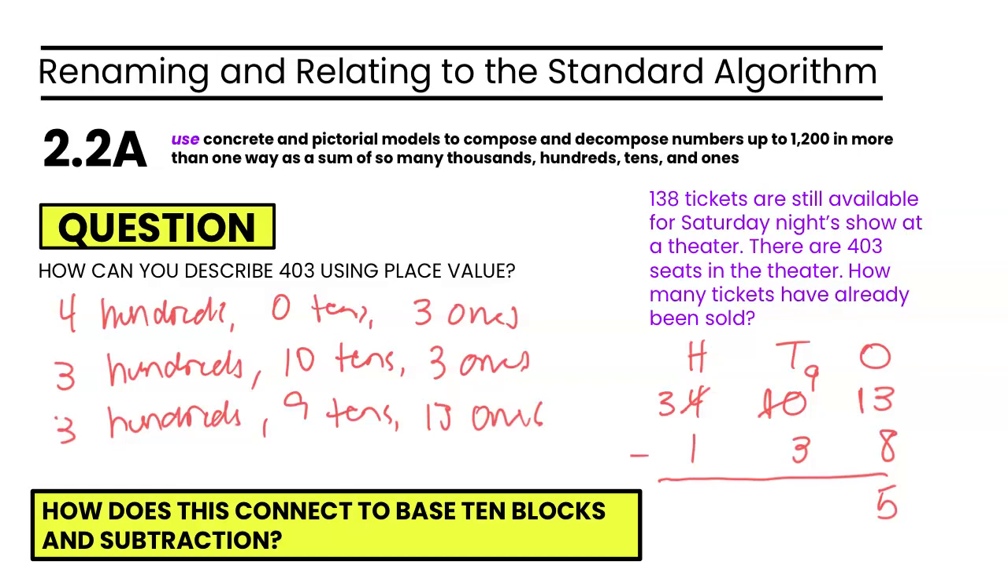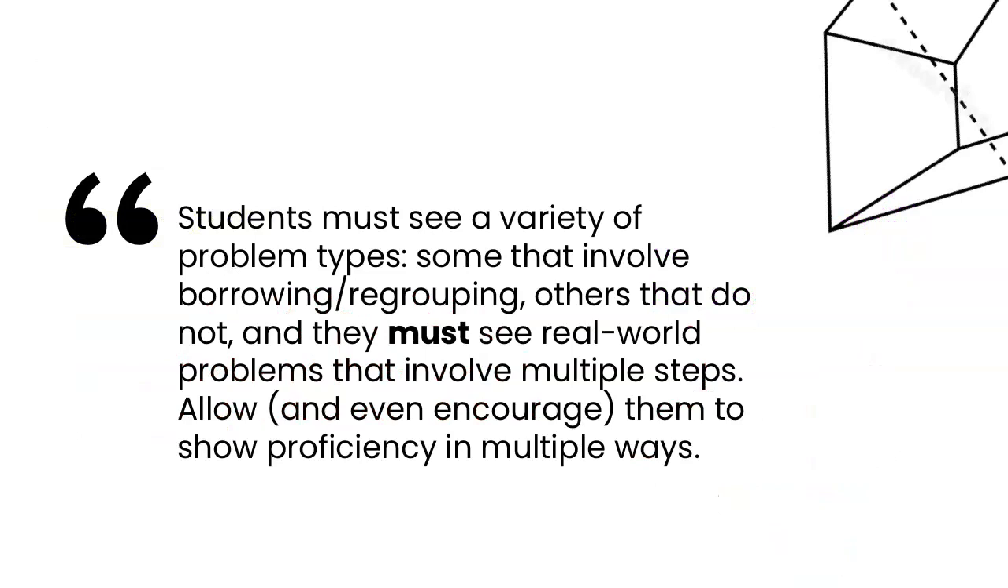Then in the tens place, we have 9 subtract 3, which of course gives us 6. And finally, in the hundreds place, 3 minus 1 is a 2, so the answer to this problem is 265.